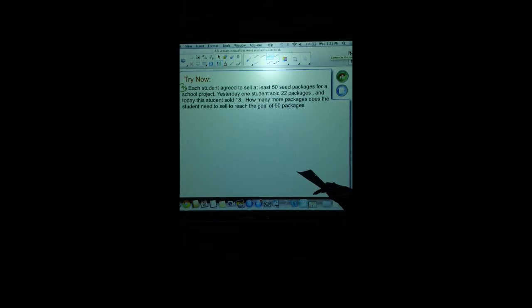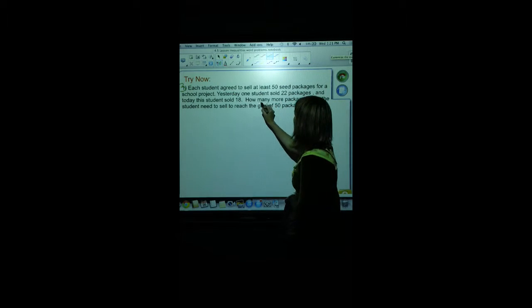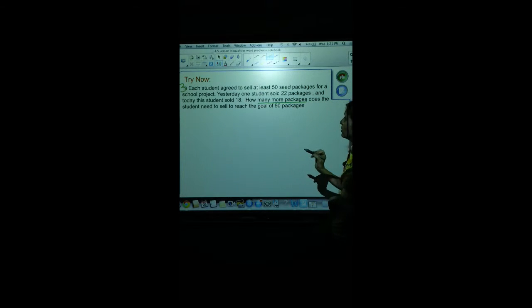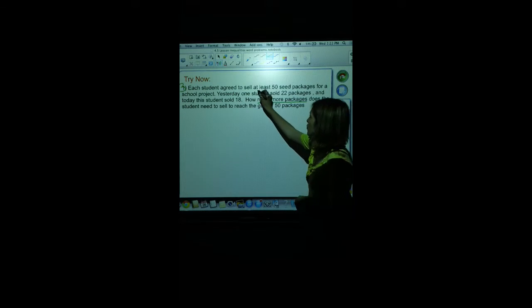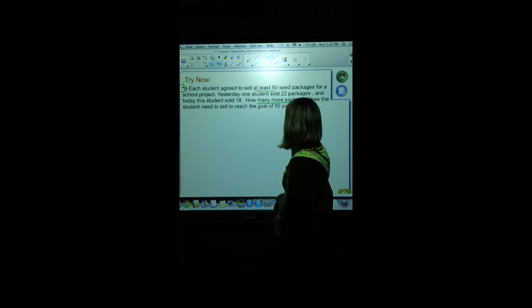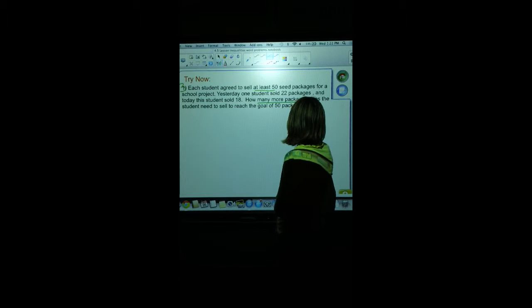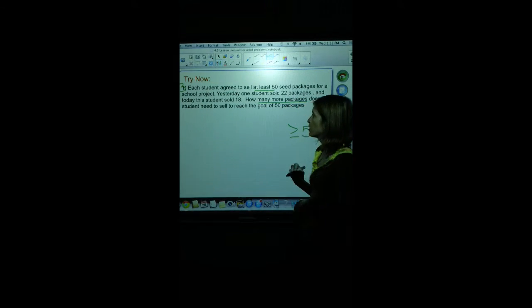Yesterday, one student sold 22 packages. And today, this student sold 18 packages. How many more packages does the student need to sell to reach the goal of 50 packages? So he wants to sell at least 50. So I know at least means greater than or equal to 50.